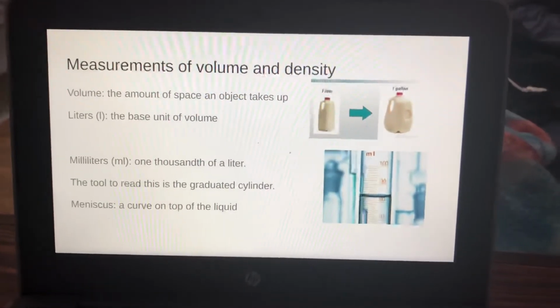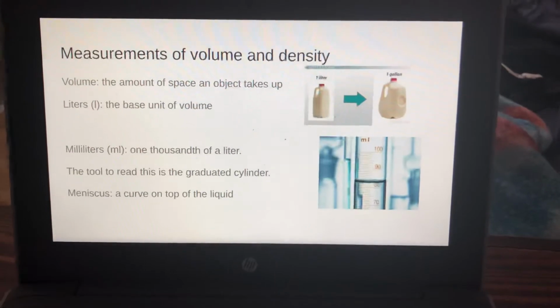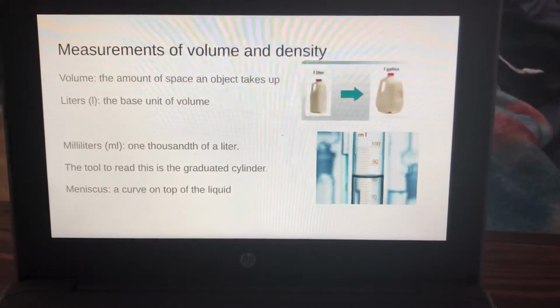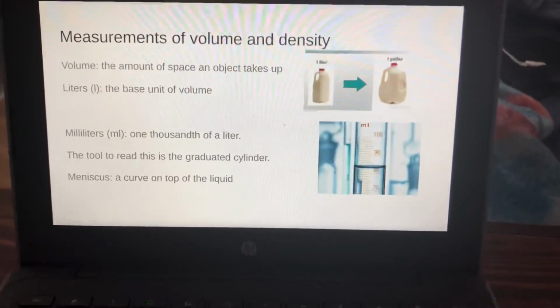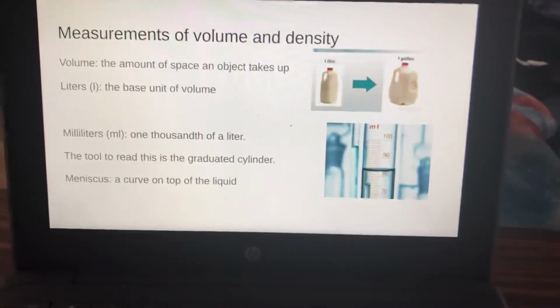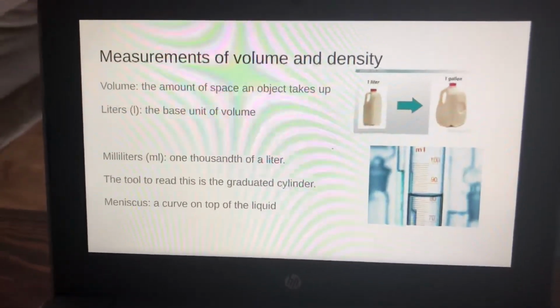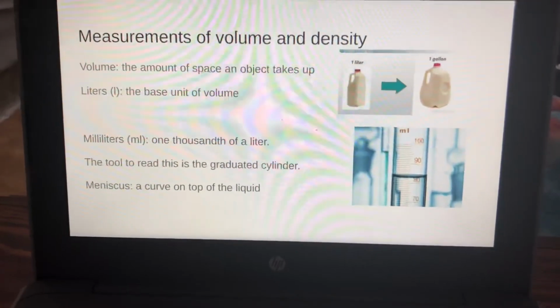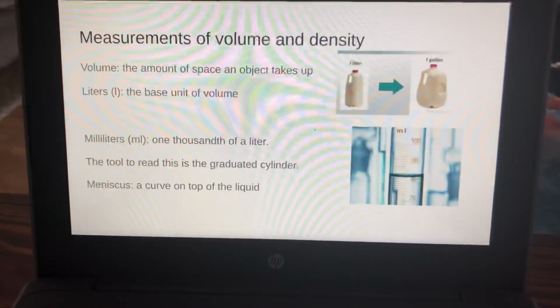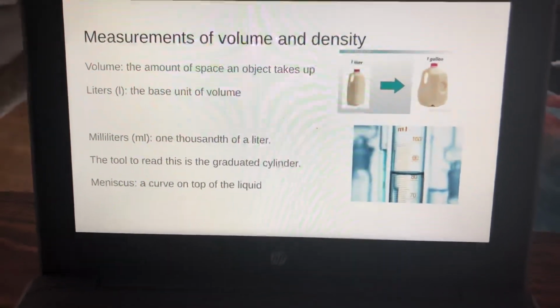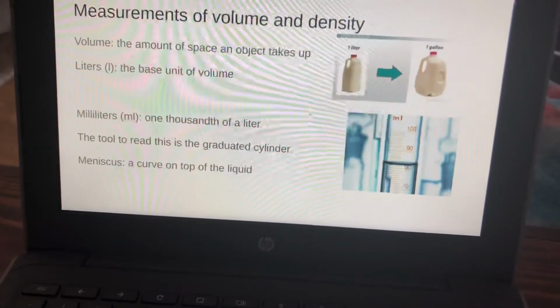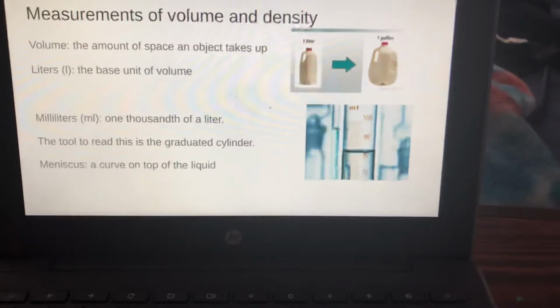Measurements of volume and density. Volume is the amount of space an object takes up. Liters, the base unit of volume. The abbreviation for liters is L. Milliliters, 1/1000th of a liter. The abbreviation for milliliters is mL. The tool used to read this is a graduated cylinder.